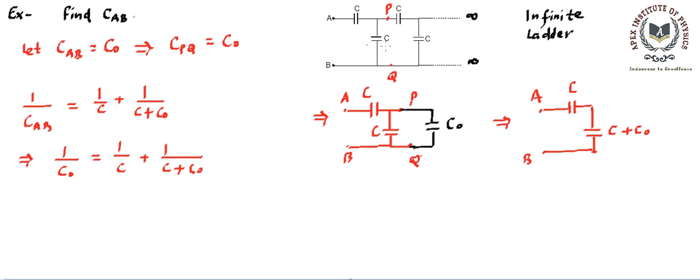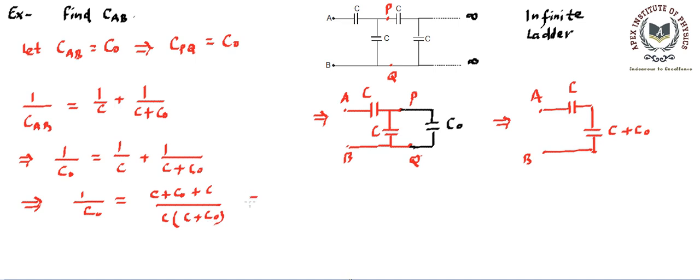So this is how we can find our answer using the concept that we learned over here. Now let's solve it to get the final answer, and we can remember that answer as well, because this is a popular question. So 1 upon C naught is equal to, with cross multiplication, C plus C naught plus C divided by C into C plus C naught.